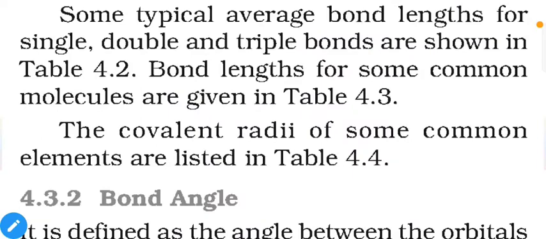Some typical lengths of single, double and triple bonds are mentioned in table 4.2. You can compare, and you will notice that as the bond number increases, that is single bond with one bond number, then double bond, and triple bond, the length decreases, because two different atoms feel stronger attraction towards each other with increasing bond number. The bond lengths of some common molecules are given in table 4.3. You can compare, and if you find any difficulty, then you can ask. The covalent radii of some common elements are listed in table 4.4.